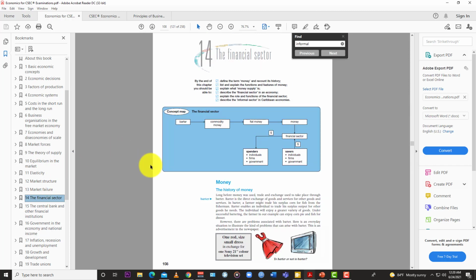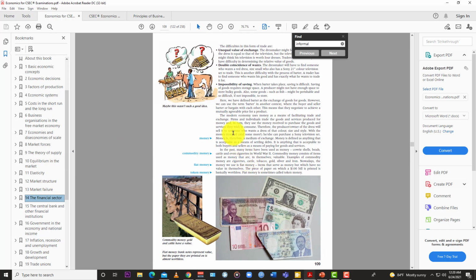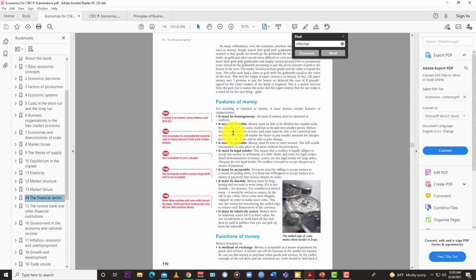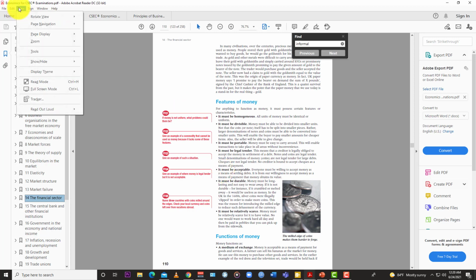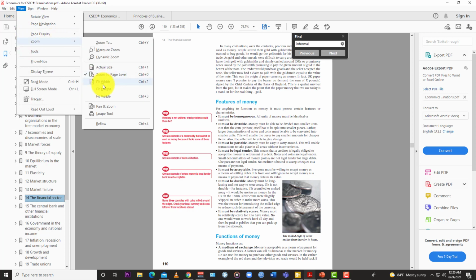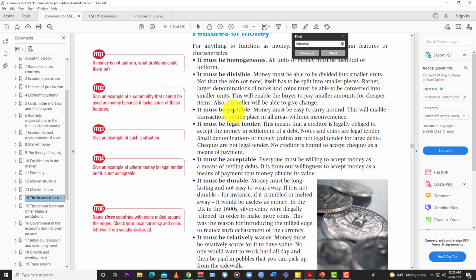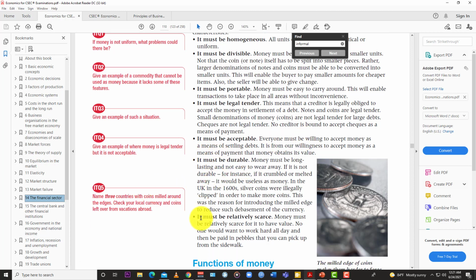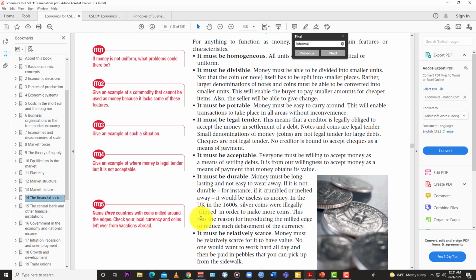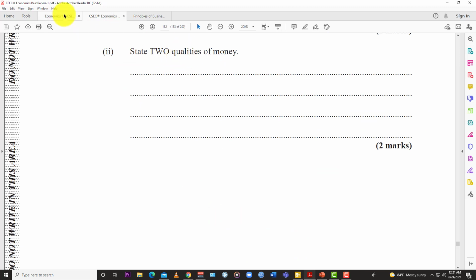Let's look at what the textbook has for them so that you don't get mixed up between the functions of money. A lot of persons tend to do that. The features and the qualities, they get mixed up with the functions. So here we go. These are the features or the qualities or the characteristics of money. It must be divisible. It must be portable. It must be legal tender or legally accepted. It must be acceptable. It must be durable, and it must be relatively scarce. So all those are features or characteristics, or as the question says, the qualities of money.